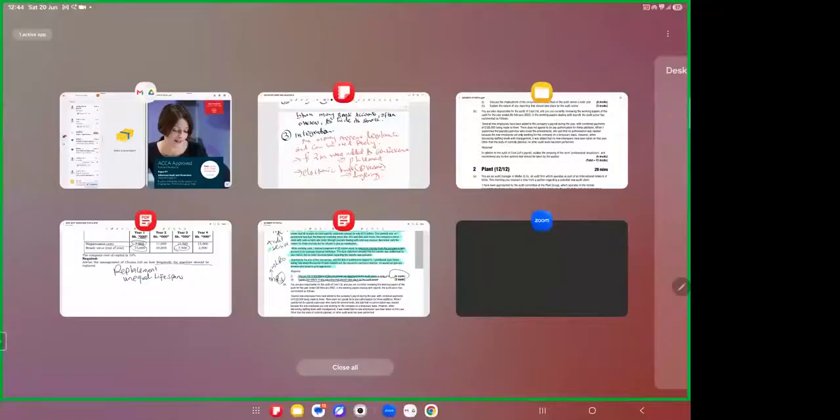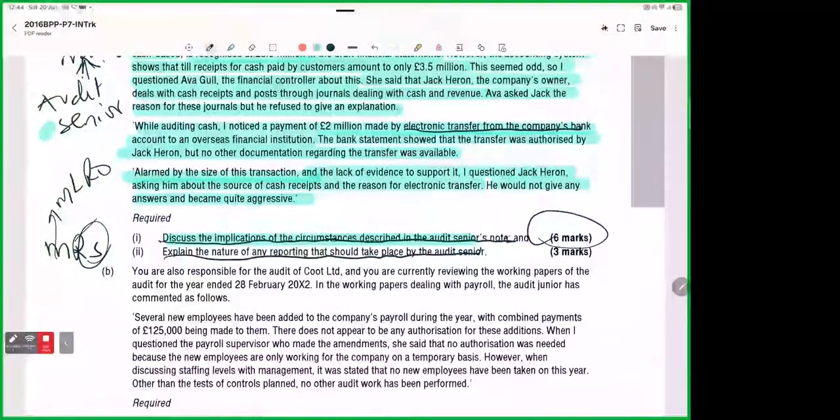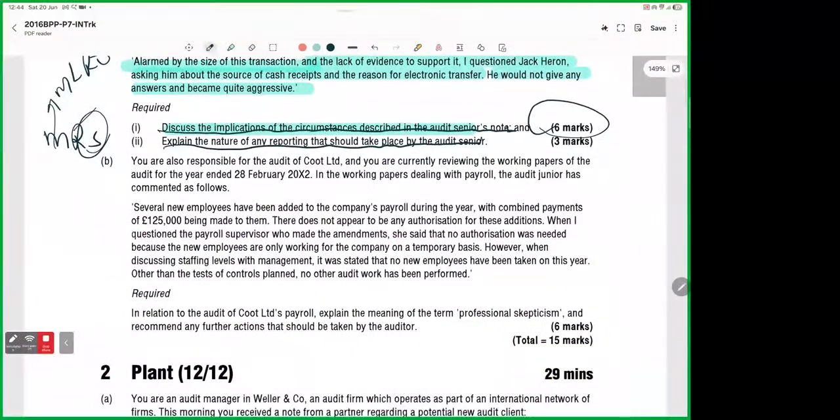So we go to part B now. You, as the audit manager, are also responsible for the audit of Good Limited, and you are currently reviewing the working papers of the audit for the year ended 28 February 2022. In the working papers dealing with payroll, the audit junior has commented as follows.